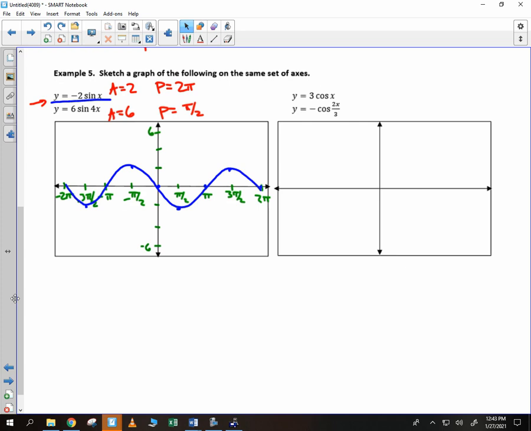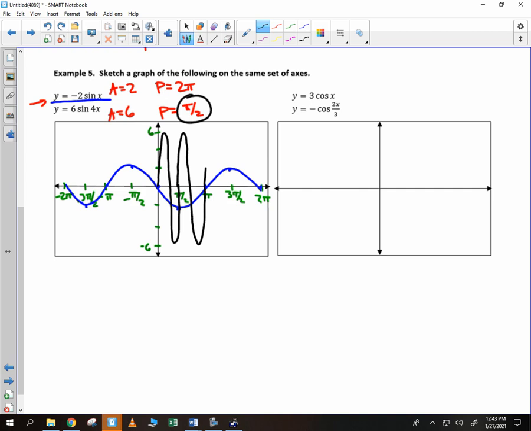Now the difference is, with the next graph, I'm going to go all the way up to 6 and down to negative 6. But look at the period. The period is pi over 2. So that means I have to do one full rotation by the time I get to pi over 2. So I've got to go up, down, and back up by the time I get to pi over 2. So it's going to repeat itself 4 times as often as your first graph.